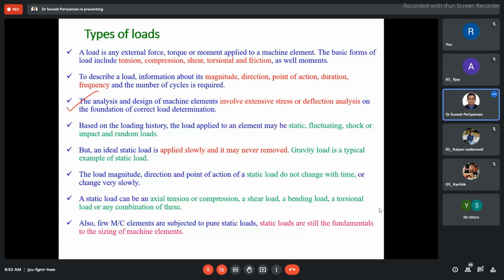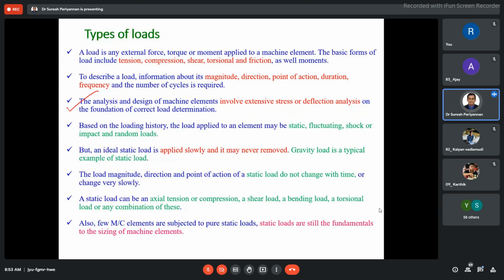Now, based on the loading history, the load applied to an element may be static, fluctuating, or shock load, or it may be impact load or random loads. See, what static loading is, you may know.